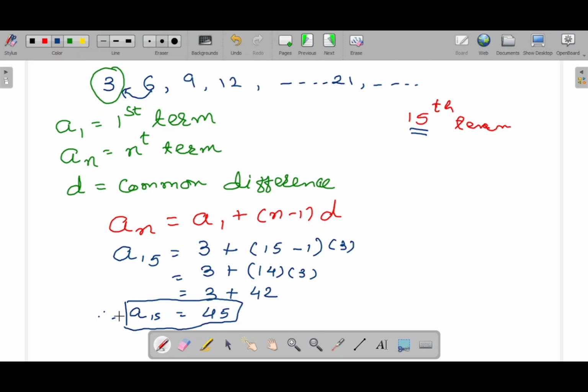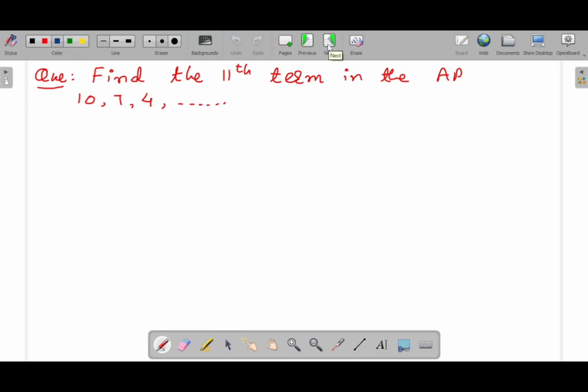Hope you have understood this matter, and we are going to change the things. So let's go to the next question to understand whether you have got it or not. Question number 1 which I am discussing is: find the 11th term in the AP like 10, 7, 4 and so on. This kind of example we have just now done. So pause this video and try to solve the sum. Write down in the comments what your answer is and then go ahead.